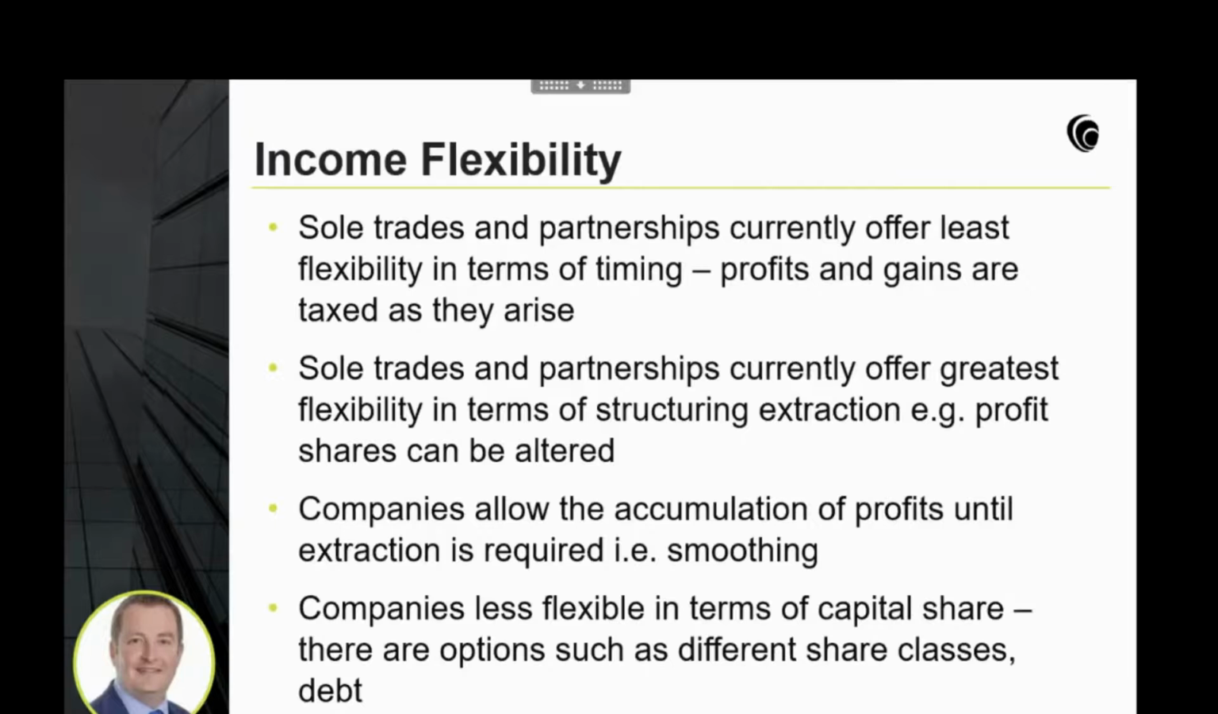of the biggest considerations. Partnerships offer least flexibility in terms of timing of profits, but greatest flexibility in terms of altering the profit sharing ratio and admission and retirement of partners without significant tax problems. That's why most professional practices still operate as partnerships or LLPs. Companies allow the accumulation of profits until required, so provide an opportunity to manipulate and regulate personal income and maximise the tax efficiency.